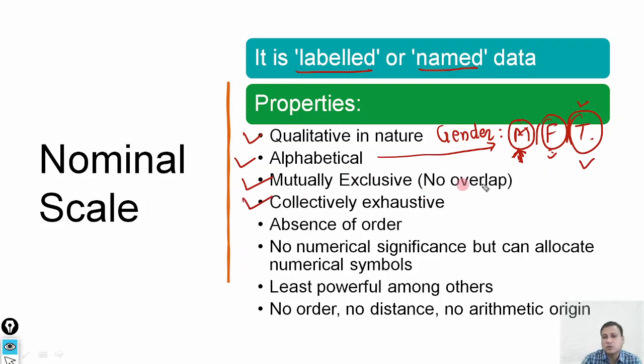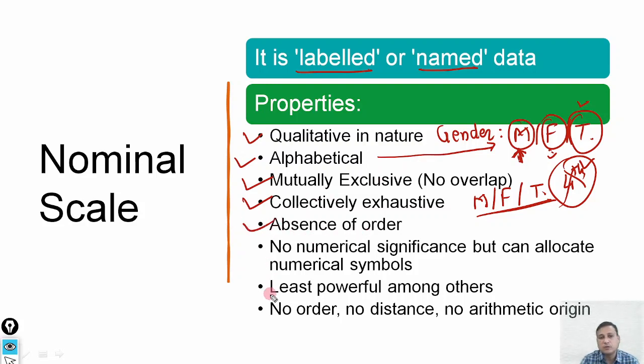Collectively exhaustive, what does that mean? Collectively exhaustive means there is a categorization like this for gender: male, female, and transgender. There is no fourth type. All are covered here. So that means this scale is collectively exhaustive. It is pre-decided, predetermined.